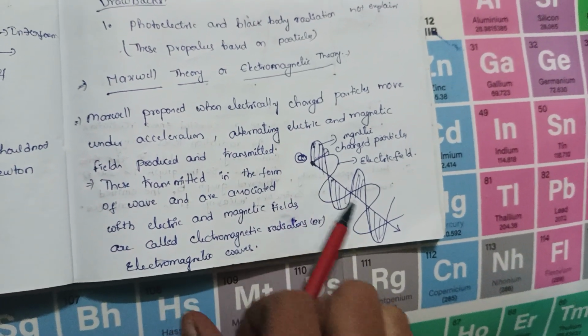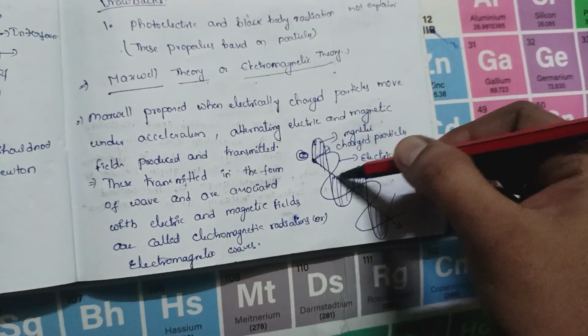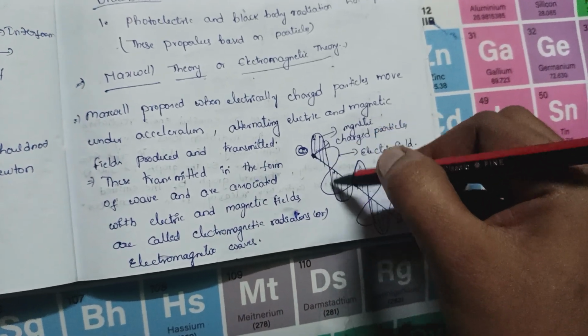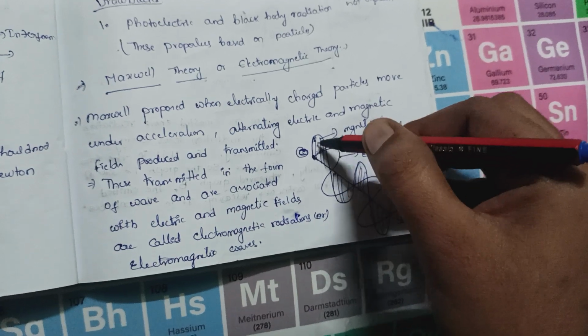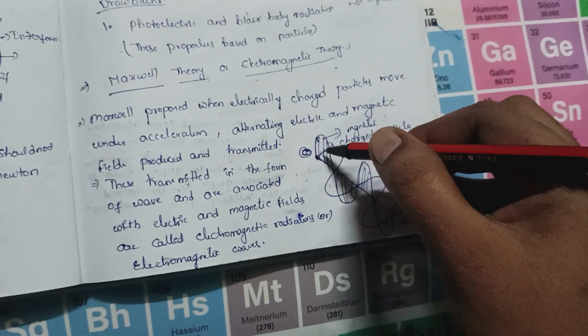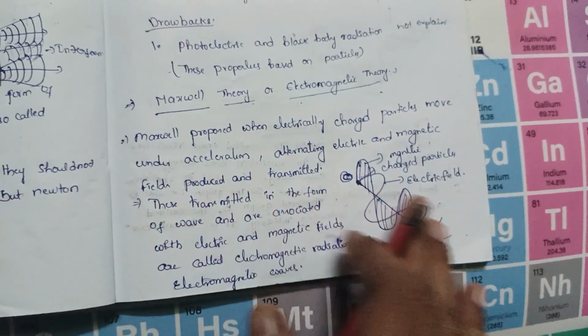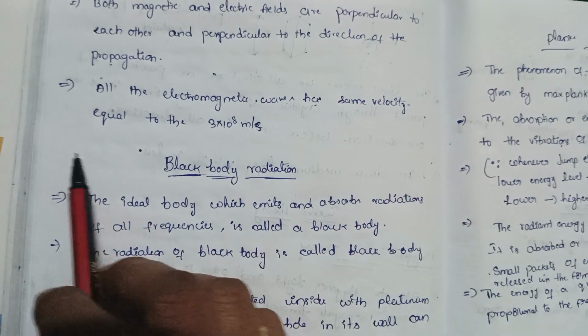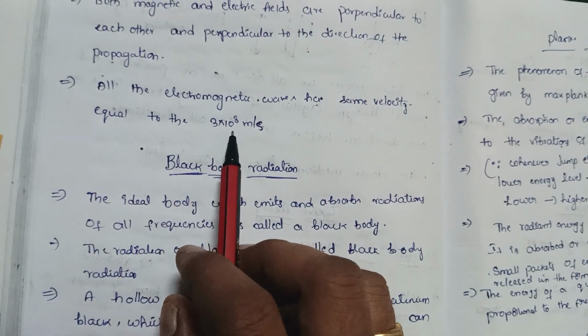This is called electromagnetic radiation. These waves are called electromagnetic waves, and the electric field and magnetic field are both perpendicular to each other and perpendicular to the direction of propagation of light. All the electromagnetic waves have the same velocity, equal to 3 × 10^8 meters per second.